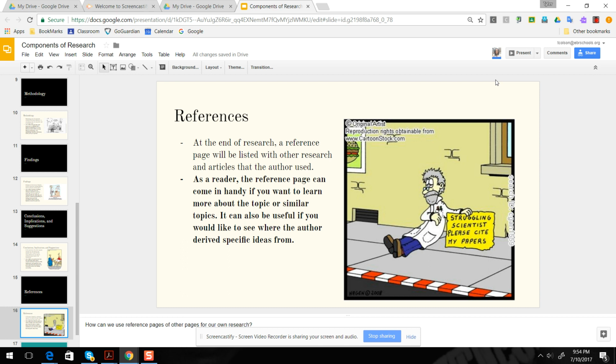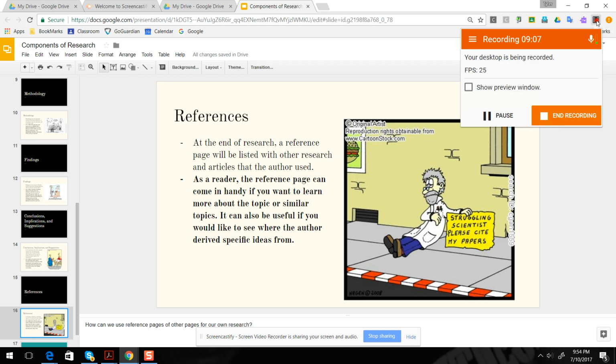So all of this can really come in handy whenever you are looking at writing a research paper or doing your own research, for your own science projects or papers or any type of article in which you need to reference other people.